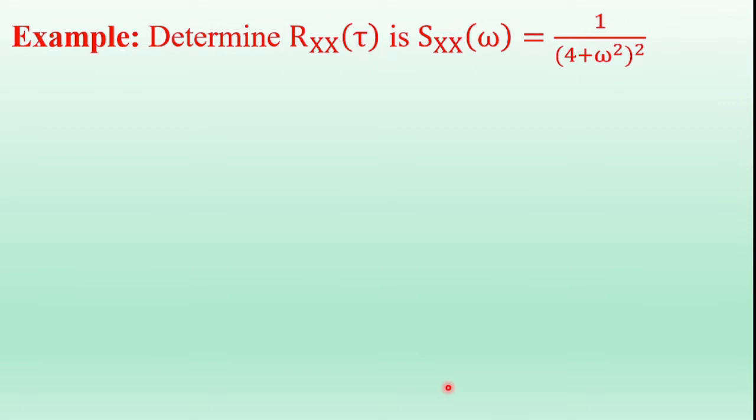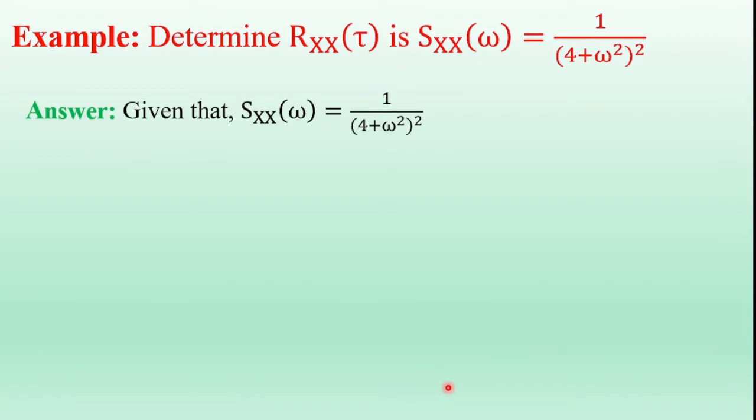Determine Rxx of tau, given Sxx of omega is equal to 1 by (4 plus omega square) whole square. So coming to the solution, given that the power spectral density is Sxx of omega equal to 1 by (4 plus omega square) whole square, find out the autocorrelation function.